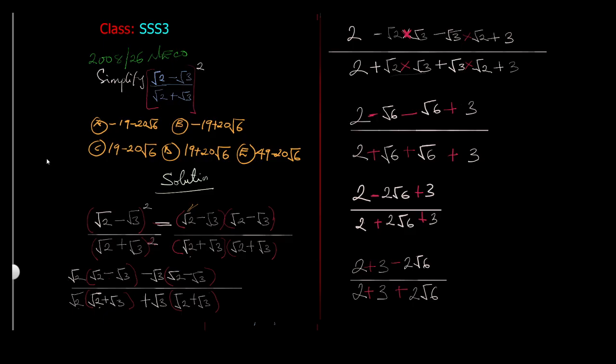Yes, we finish our solving right now. And see, if we add up that side, what are we going to have? 5 minus 2 root 6, all over, same thing, 5, but this time plus 2 root 6.